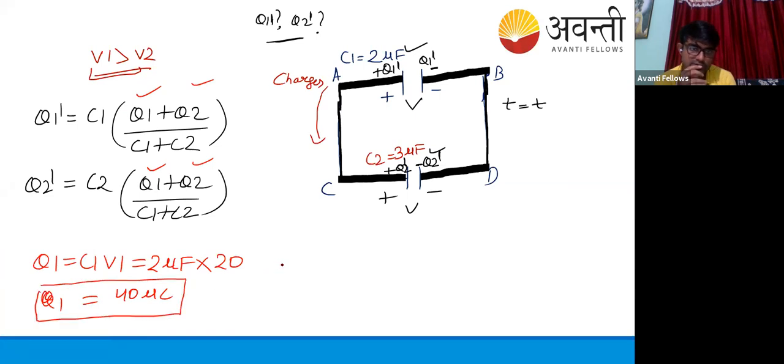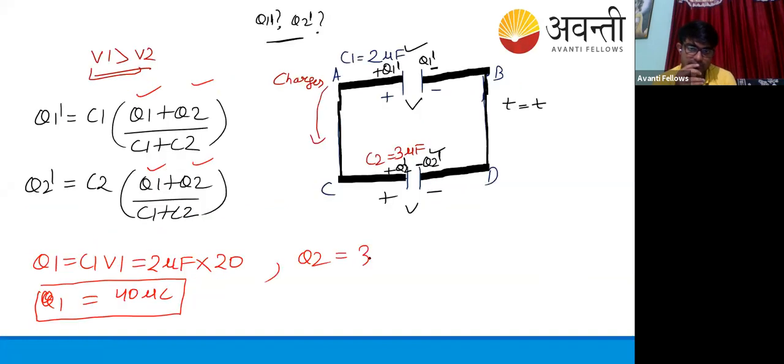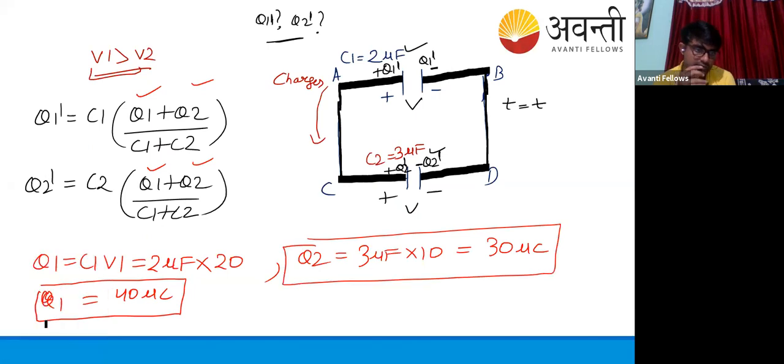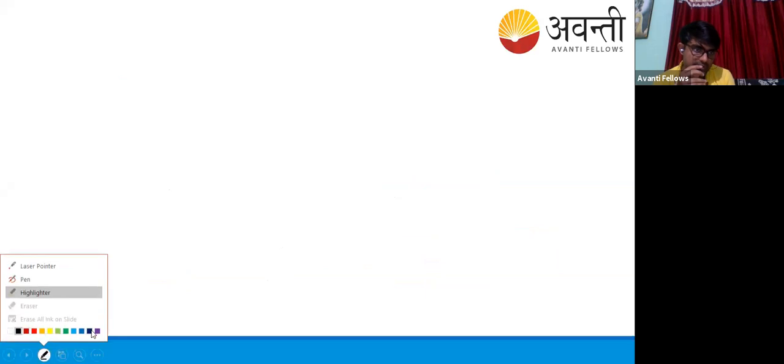Similarly, we will find the Q2 charge. Q2 charge will be equal to C2, which is given as 3 microfarad, times voltage 10 volts. So this will come out to be 30 microcoulomb. So we got both these things, Q1 and Q2. Now we need to substitute these in the formula, here and here. So let us substitute and get the answer fast. I'm going to solve it at supersonic speed.